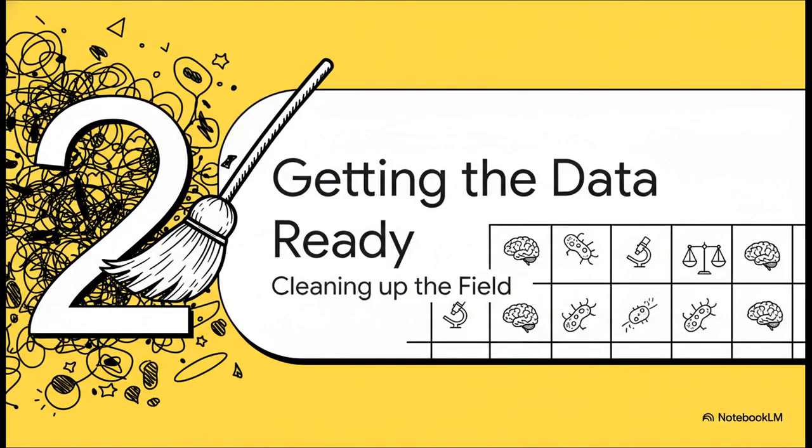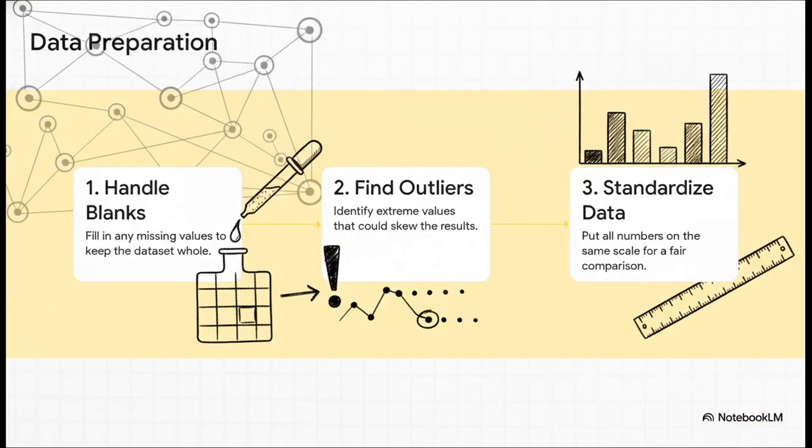All right, let's get into the prep phase. Before any of our models can even start competing, we have to clean up the field and make sure the rules are fair for everyone. Honestly, this is one of the most important parts of any data science project. We're going to tackle this in 3 key steps. First, we have to fill in any blank spots in the data. Second, we're going to look for any really strange or extreme values that could kind of throw things off. And third, we'll put all the numbers on the same scale so no single measurement gets an unfair advantage.